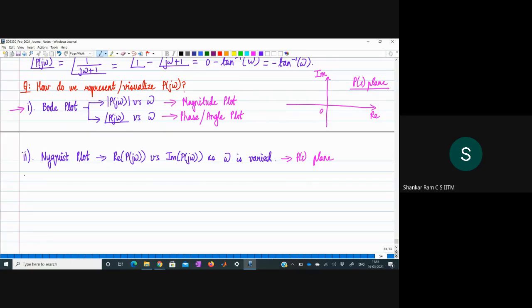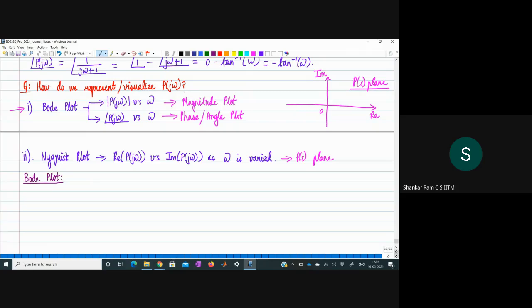So let's look at the visualization of the sinusoidal transfer function T of j omega using what is called the Bode plot, because the magnitude of the input is scaled by the magnitude of T of j omega, and the phase of the input is shifted by the phase of the sinusoidal transfer function T of j omega.